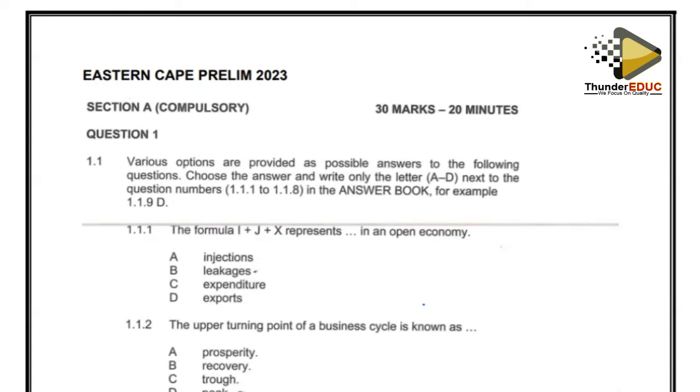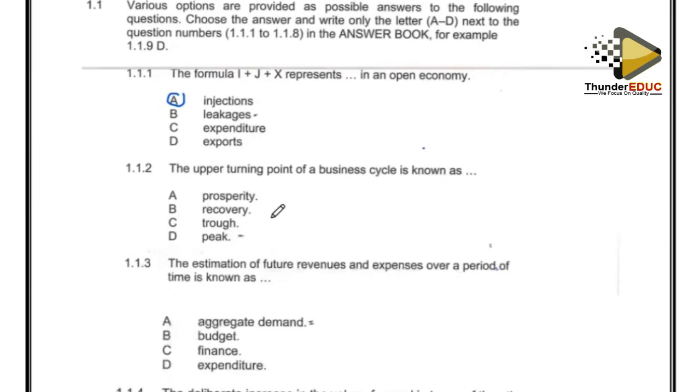Okay, right. So now the appropriate answer for 1.1.1 in this regard is A. Okay, right. So now moving on to the second question, 1.1.2. It reads as follows. The outer turning point of a business cycle is known as dash.